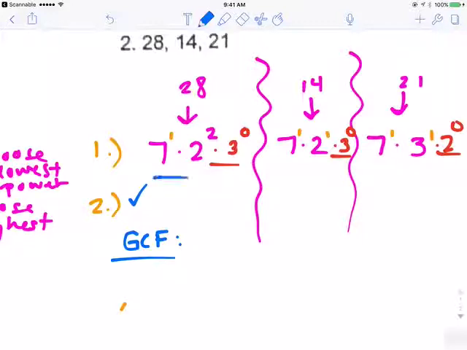Okay, so we're going to look in each batch of numbers. Okay? Look in each one. What are the different numbers that you see? The different prime numbers. Okay, so I'm going to write a 2, a 3, and a 7. And now what do I need to choose? The lowest powers. Does that make sense?